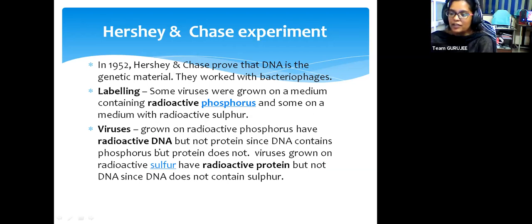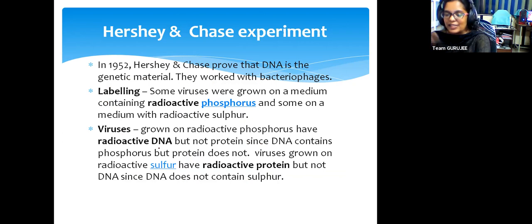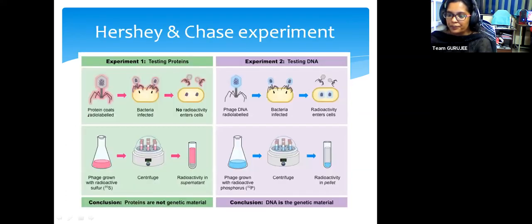They did the experiment to confirm whether DNA is the genetic material. Actually, it was already confirmed, but these scientists, Hershey and Chase, wanted to confirm it again. They did the Hershey and Chase experiment with the help of a radioactive substance. We'll see it in the picture.